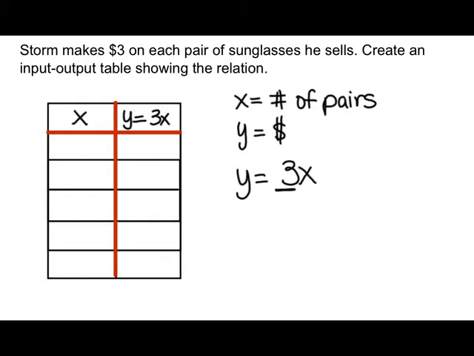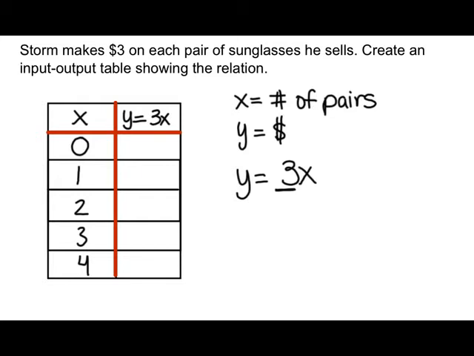Now, when we pick values, it can be any value we want. But we have a problem here. Could Storm sell a negative amount of sunglasses? Probably not. So maybe he sells 0. I'm just going to pick some other values: 1, 2, 3, and 4. It really doesn't matter which ones you pick.